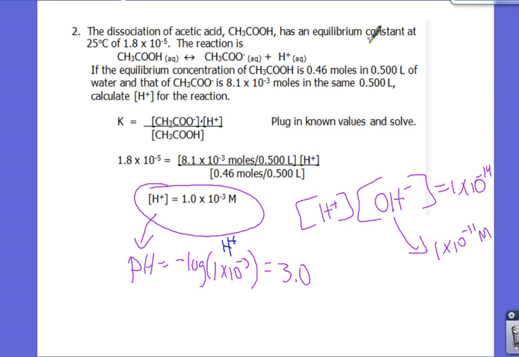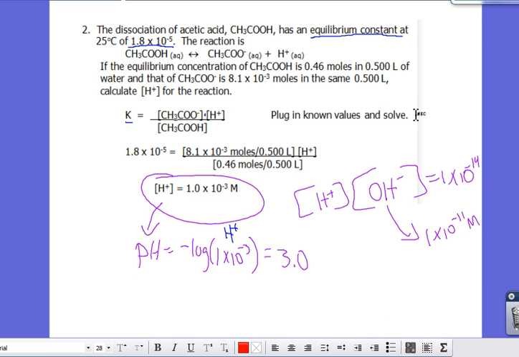Now we have to plug in the values given. It says the equilibrium constant is 1.8 times 10 to the minus fifth, so that's K. And then it gives us the moles and the volume. Don't forget molarity. Molarity is moles divided by volume. And equilibrium expressions are always supposed to be in terms of molarity. So we have the moles divided by the volume.